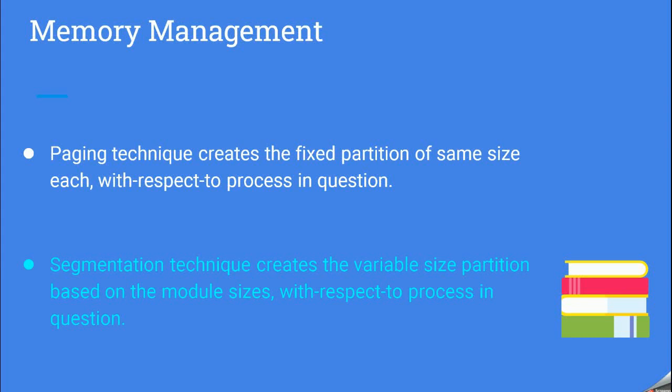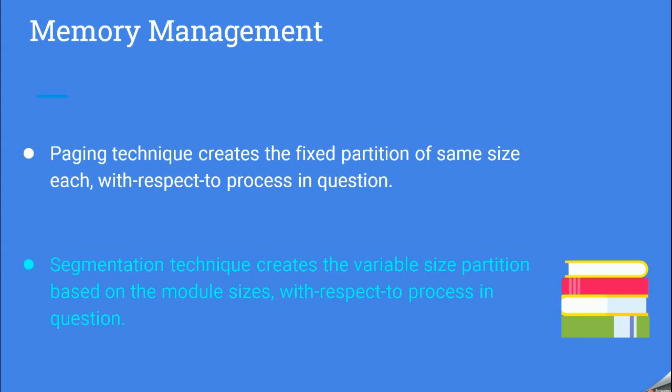First of all, what is paging? Paging is just dividing the memory into fixed partitions of the same size with respect to the process in question. For example, if you have some process, we have to decide how many pages are there in that process. If we have 3 pages in that process, we create a page table and we have 3 page entries for that process, like P1, P2, P3.